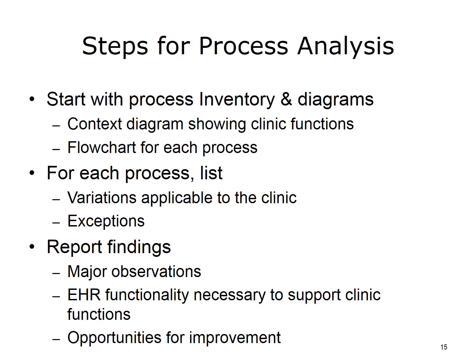In summary, a main part of process analysis is creating an inventory of processes that a practice uses and identifying the variations of those processes employed by the practice and the likely exceptions. These things together help identify the EHR functionality. Start with the process inventory and diagrams. Include context diagrams showing clinic functions and flowcharts for each process. For each process, list the variations applicable to the clinic and all exceptions. Finally, report findings such as major observations, EHR functionality necessary to support clinic functions, and opportunities for improvement to the management.